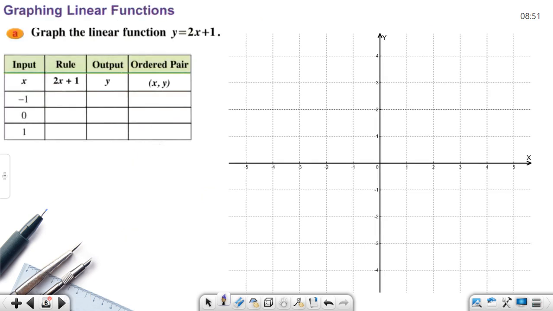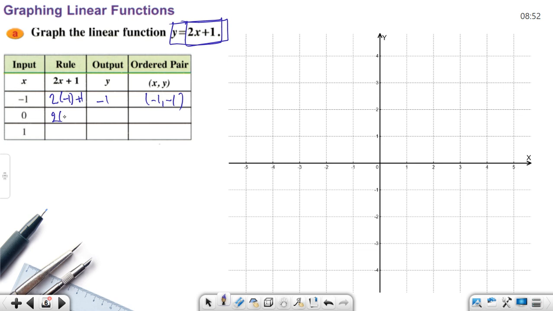How do we graph these linear functions? As you see, we already know how to make function tables. We write input, rule, and output, and we use some input to calculate output. Negative one. What is our rule here? 2x plus 1, the rule. 2 times minus 1 plus 1. 2 times minus 1, minus 2, plus 1, minus 1. Negative 1 and negative 1.